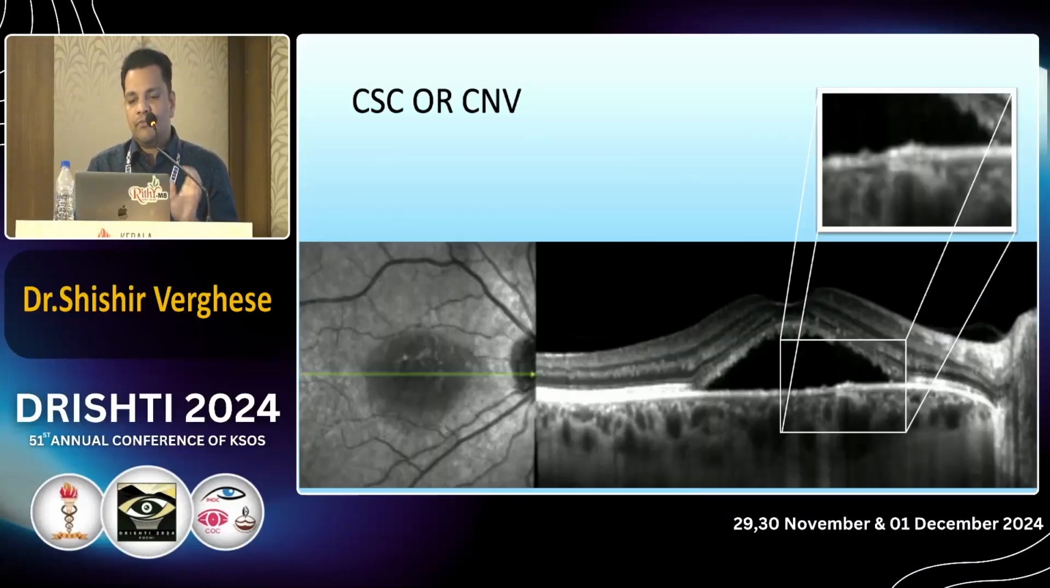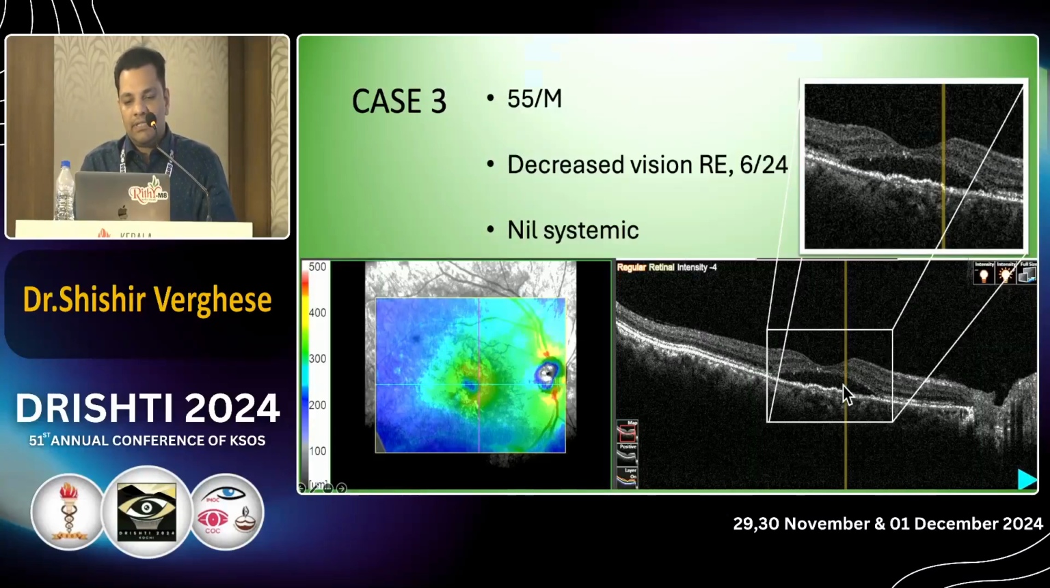So we also face these situations in our practice. So this is, we don't know, CSC or CNV, because some of these CSCs present with this shallow RPE elevation or these irregular, flat PEDs which we see. And so that's an example.